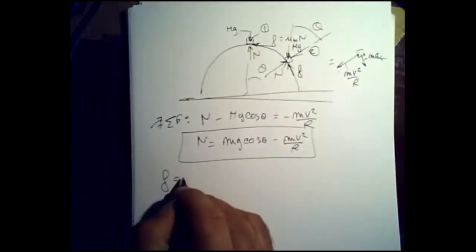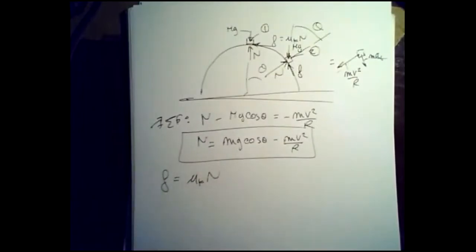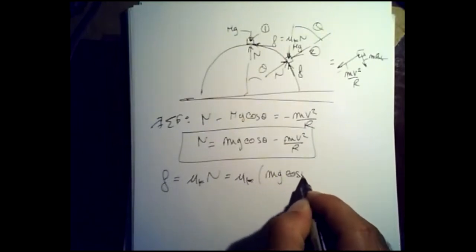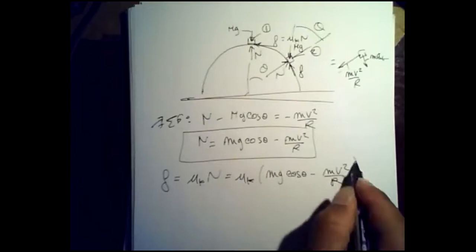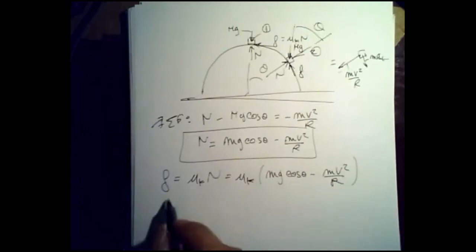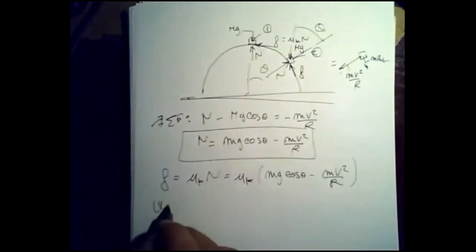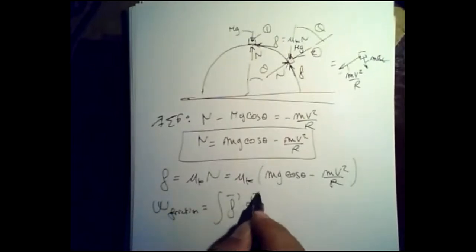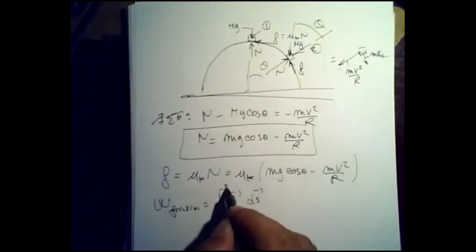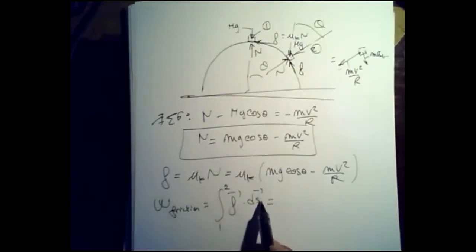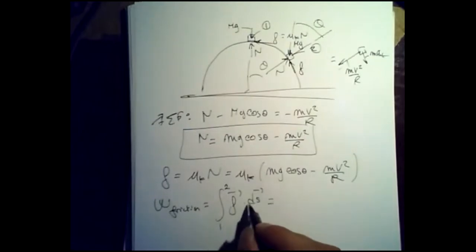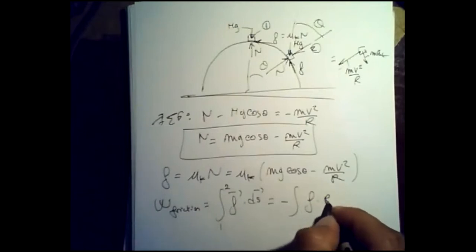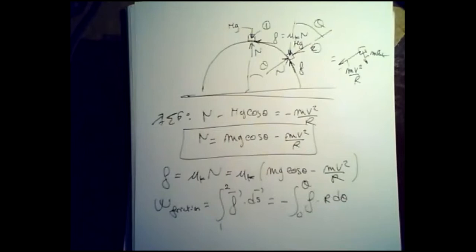Well, I know the friction force will always be equal to mu k times N in the case of a moving object. So the friction is going to be mu k times mg cosine theta minus mv squared over r. What is the work of friction? If the object moved from here to here, we integrate F times ds, from state 1 to state 2. The friction is always opposite to ds, and I can convert F ds to F times r d theta, from 0 to some value theta.